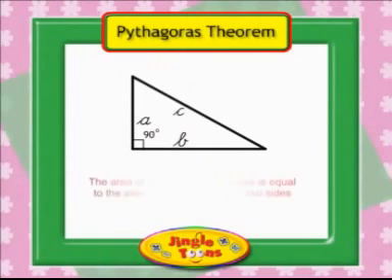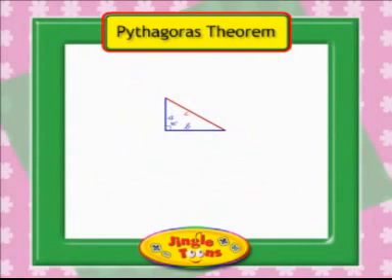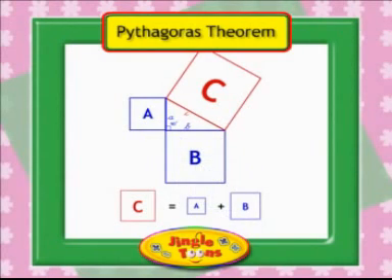Pythagoras theorem. For the right-angled triangle, the area of square on hypotenuse is equal to the area of squares on other two sides of the triangle. Now suppose the three sides of this right-angled triangle were also the sides of three individual squares. What the theorem says is simple. It says that the area of the square on the hypotenuse is equal to the sum of areas of the squares on other two sides.